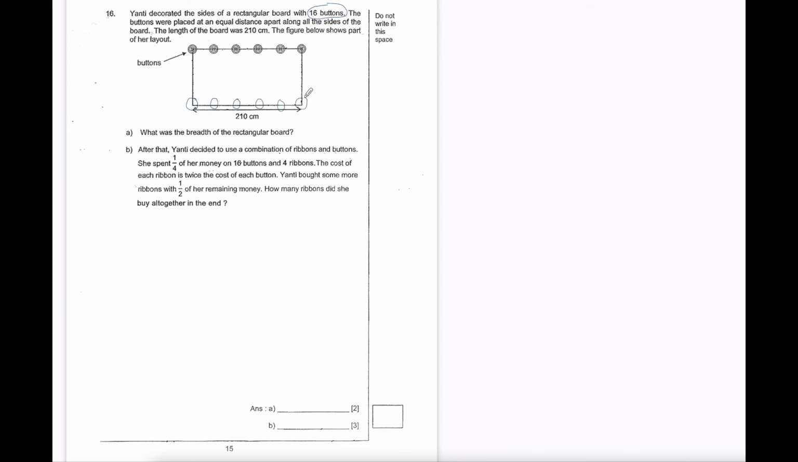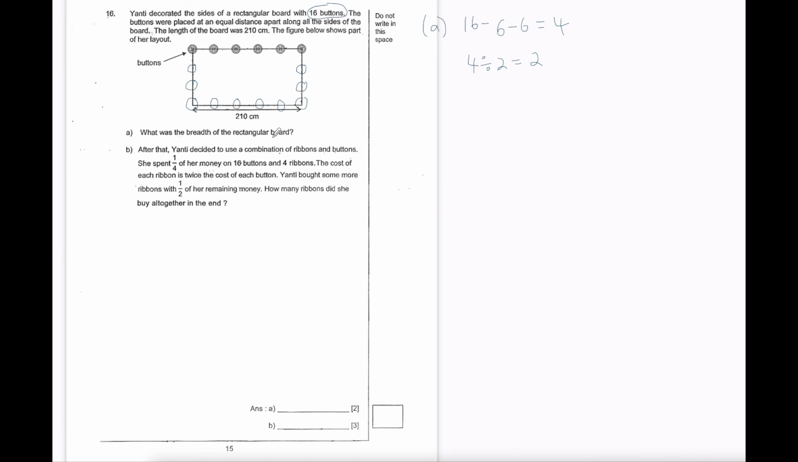Okay. So to do part A, we need to find out how many buttons there are for our breadth first. So we take 16 minus 6 minus 6. We are going to get 4 buttons. So these 4 buttons have to be divided because there are 2 breadths. Okay, so there are 2 buttons each breadth. So we have to draw 2 here. So now breadth 4 buttons, length 6 buttons. Okay, but some of it overlap. But anyway, these 2 I already drew in. So total there are 16 buttons here.